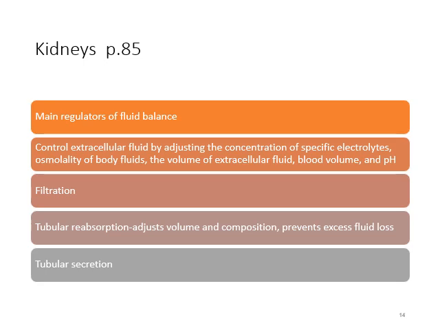So what about the kidneys? Let's talk specifically about the kidneys. So the kidneys are the main regulators of fluid balance. They control extracellular fluid by adjusting the concentration of electrolytes, the osmolality of bloody fluids, the volume of extracellular fluid, blood volume, and pH. We're going to talk a lot about pH here. Remember, pH, what does that mean? It's the power of the hydrogen. So a pH balance, you're going to have, what is the normal pH? Remember? We'll get to that in a little bit so that you'll remember.